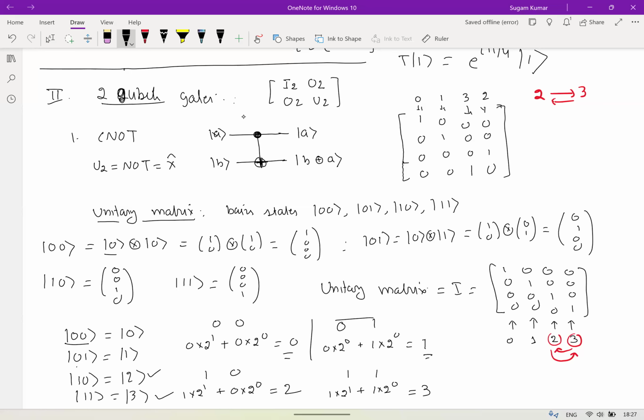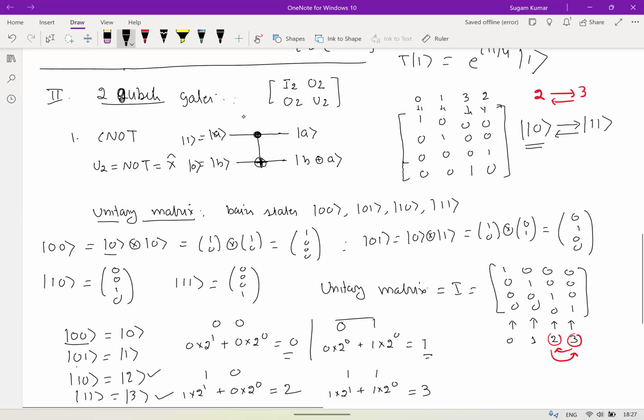Technically, what are you doing? You are converting 1, 0 to 1, 1, and 1, 1 to 1, 0. And this is what the C naught gate does, no? Because this is the XOR. So what does XOR do? For example, if this is, let us say, 1, and this is, let us say, 0. So for example, this one.